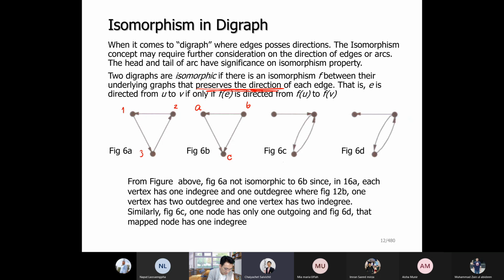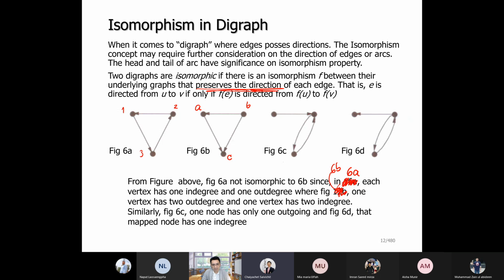Sorry, I think it should be this one. I think there are lots of mistakes with this 6B. Can you correct this one? Sorry, I haven't checked the misprint.